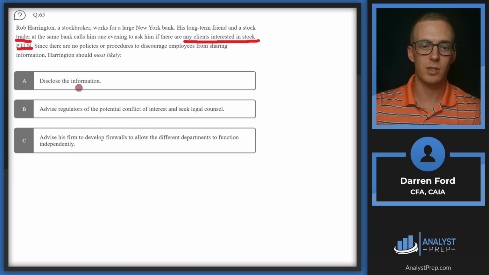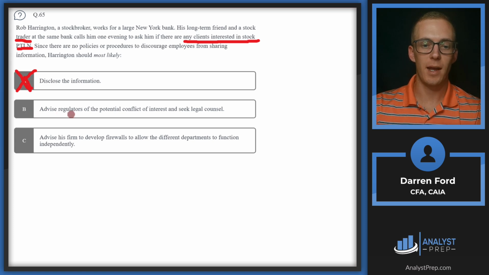So A, disclose the information. That doesn't sound like too bad of an idea. It's normally a good idea to disclose as much information as possible, especially when there's conflicts of interest. But if this is considered material non-public information, then the information should not be told to anybody since they might potentially act on it. So I think we can go ahead and rule out A.